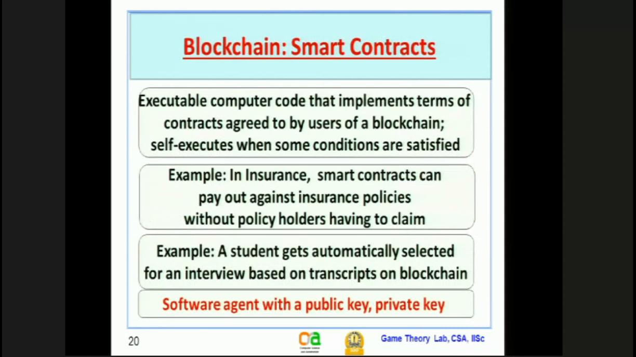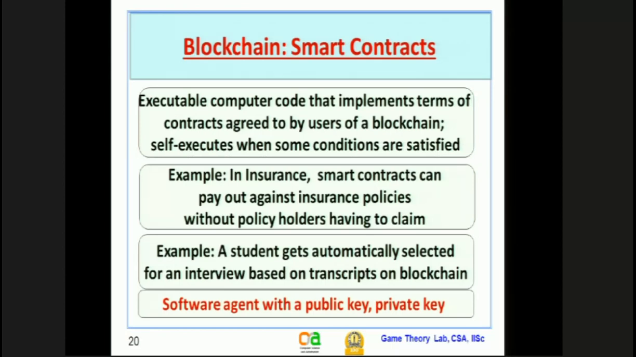So finally, this is another very important notion in blockchains. These are smart contracts. My way of describing a smart contract is that it's a software program. It's actually a software agent which has a public key and a private key. That's all. That's a smart contract. Smart contracts can do a wide variety of very interesting things. It's actually executable computer code that self-executes when some conditions are satisfied.